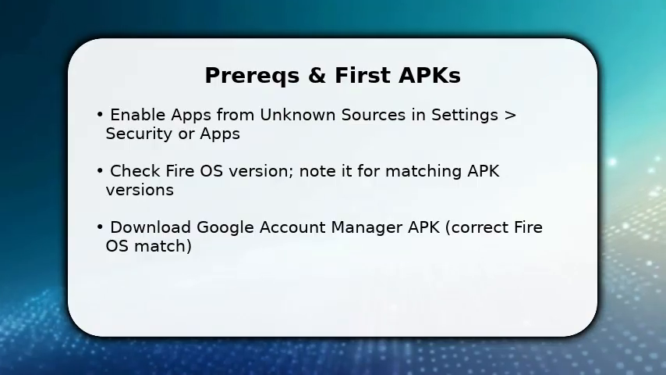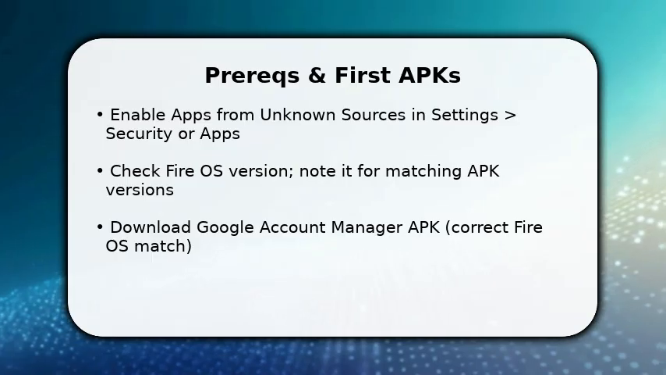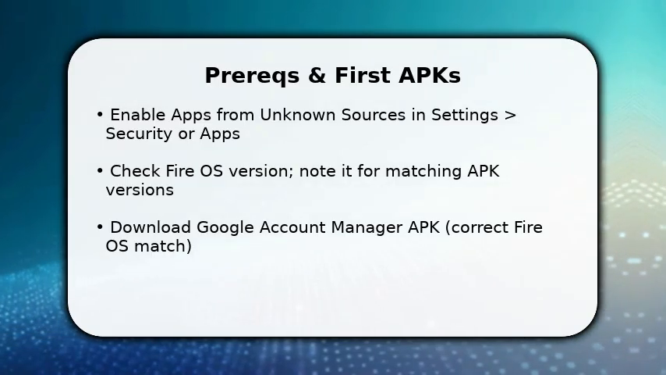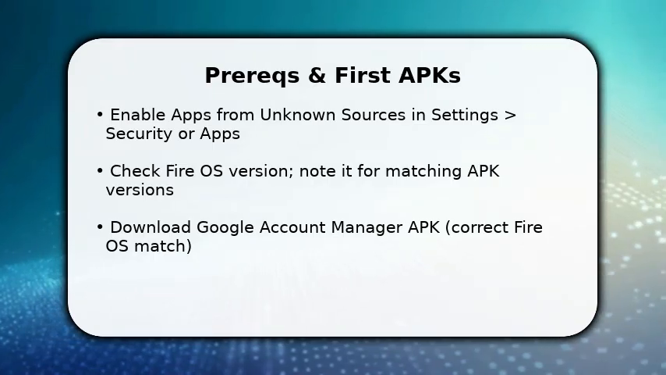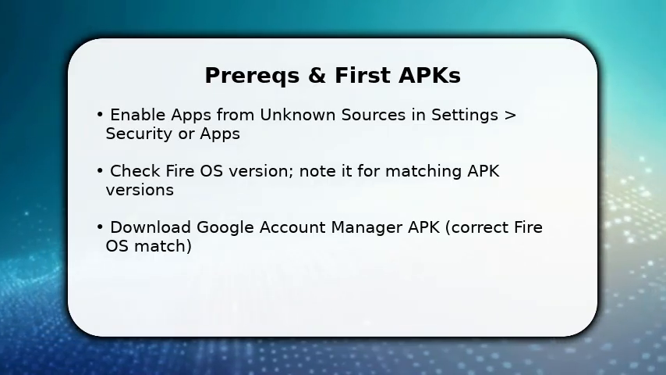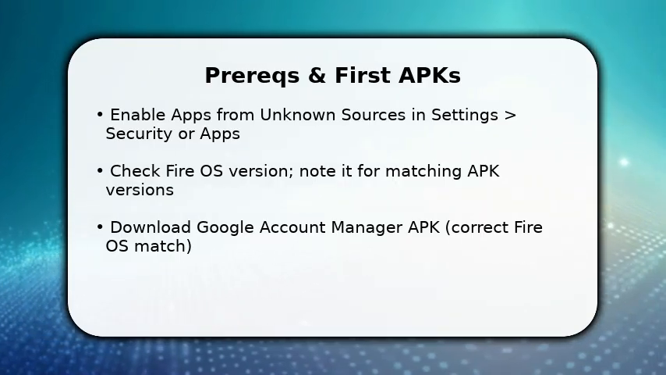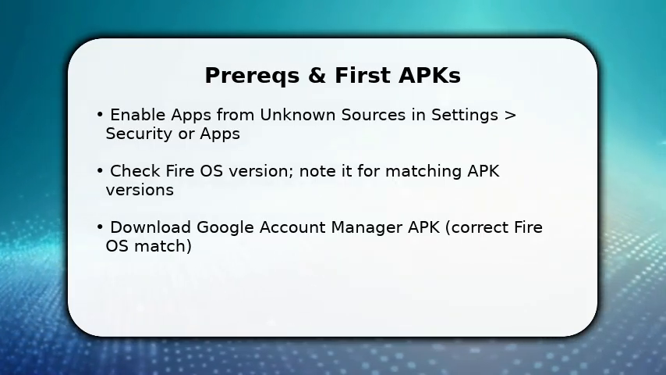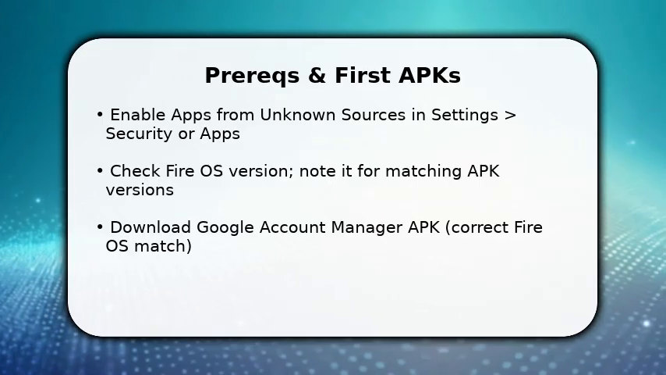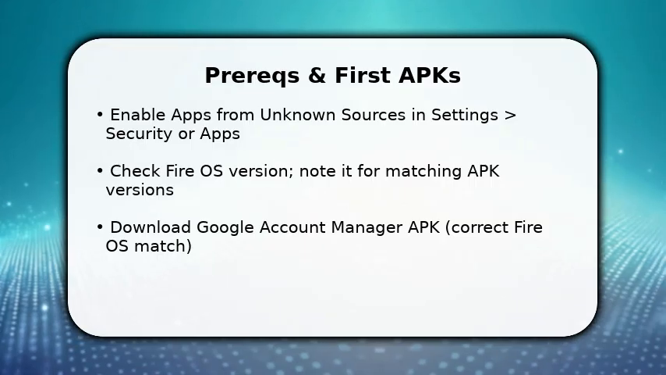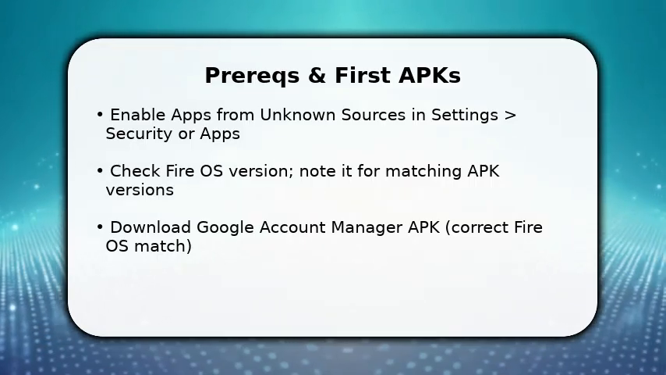You start by enabling sideloading so the tablet accepts APKs. Go to Settings, tap Security or Apps, and allow unknown sources. Now check your Fire OS version and write it down, because you must pick matching APK builds. Once done, download the Google Account Manager APK that corresponds to that version. Don't wait, because having the right account manager is foundational to the rest of the install sequence.